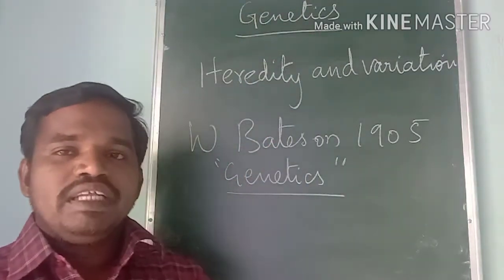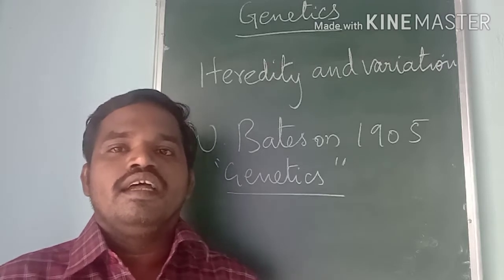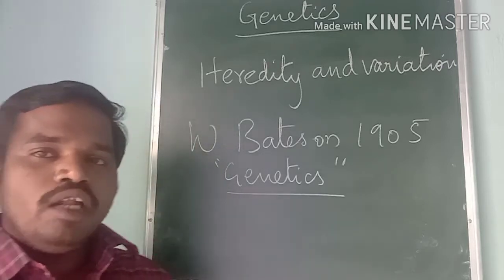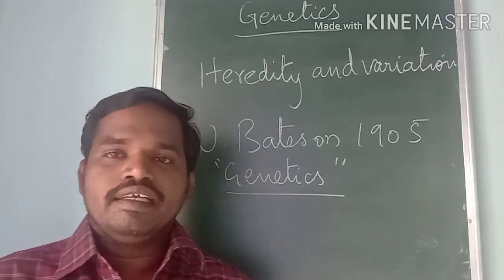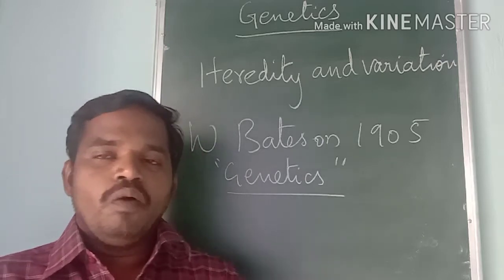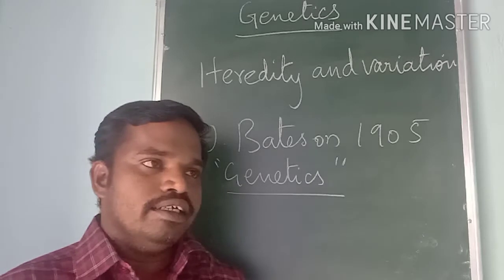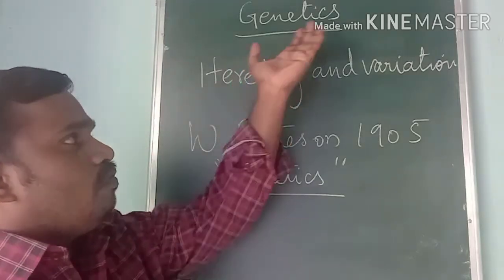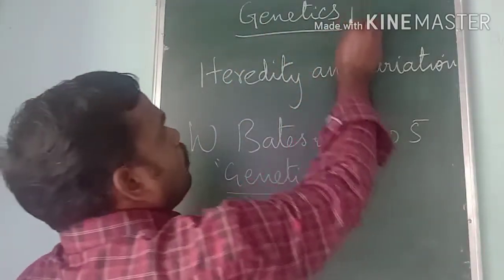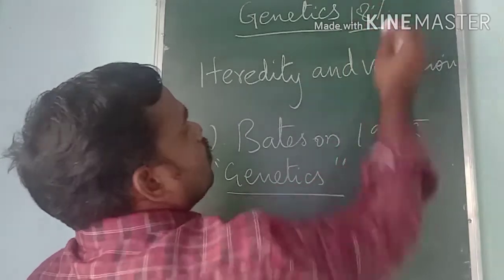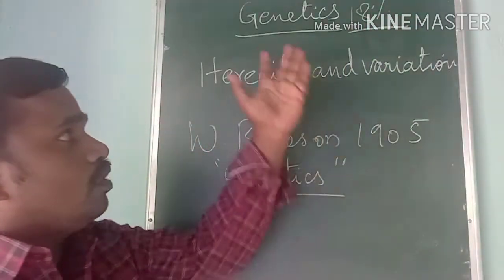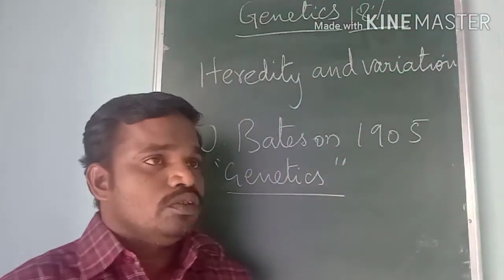One is principles of inheritance. Another lesson is molecular basis of inheritance, and the third one is evolution. The last one is population and organism. So this is the unit where we can get 18% weightage marks for that particular topic.